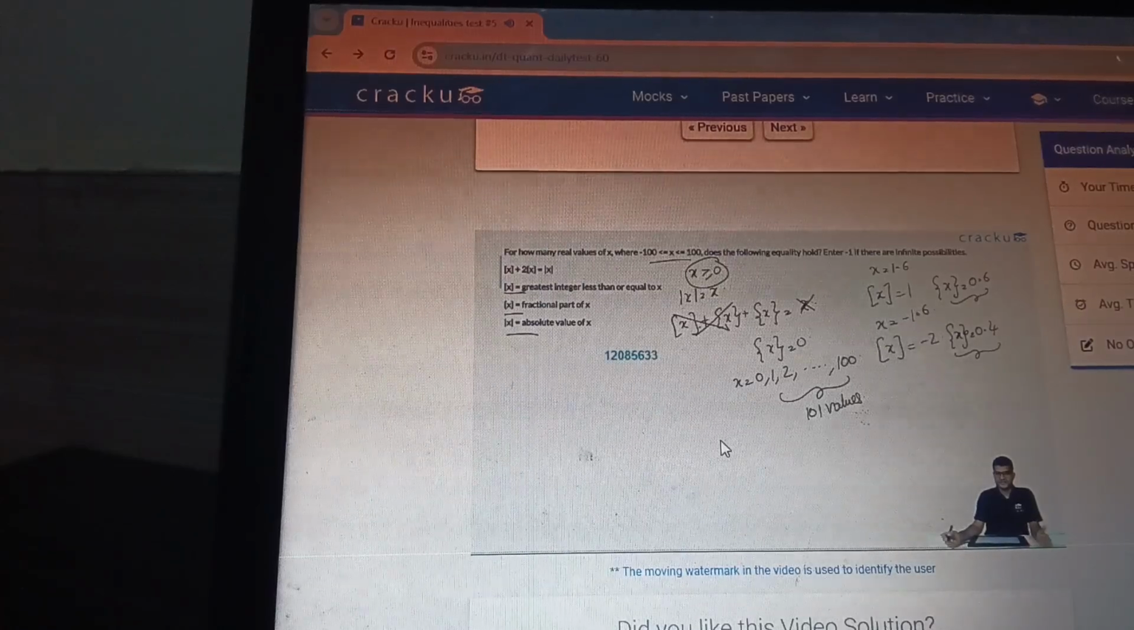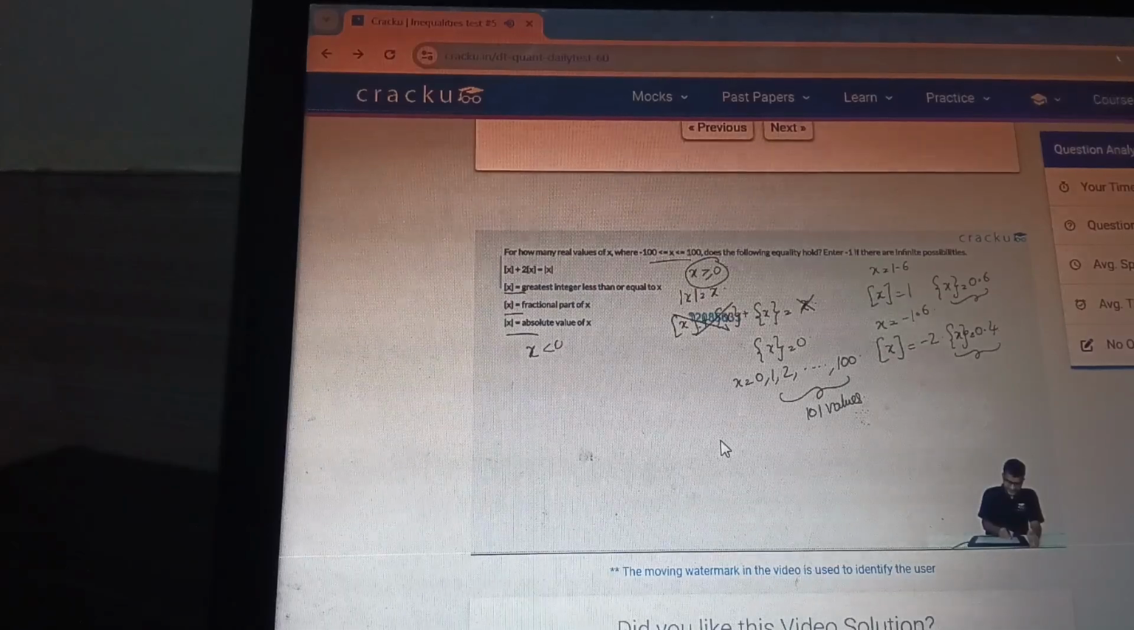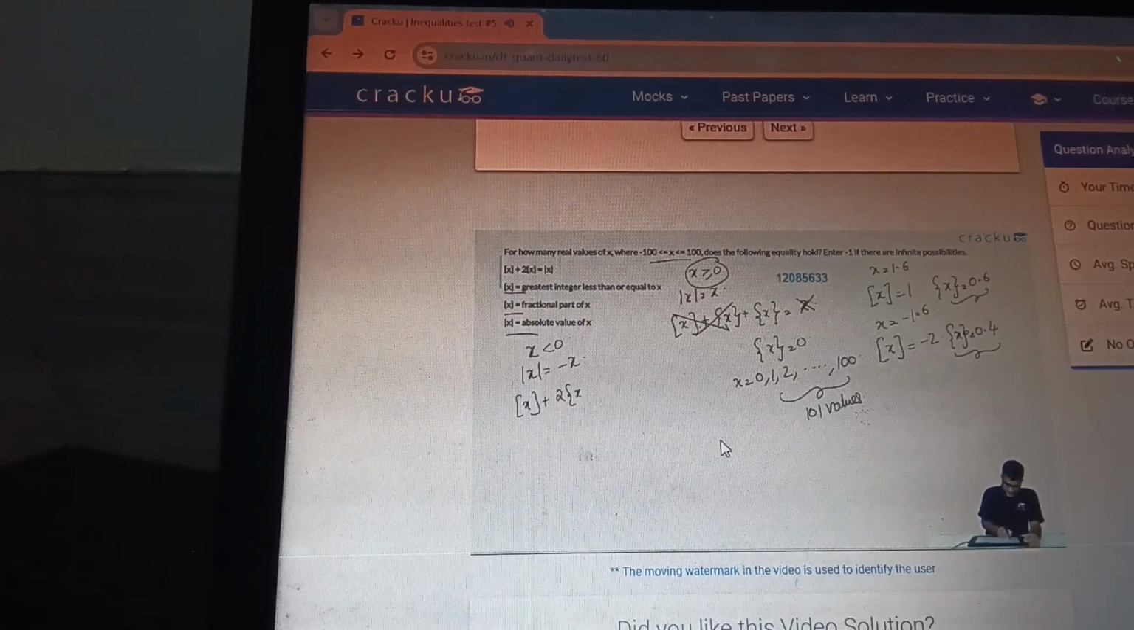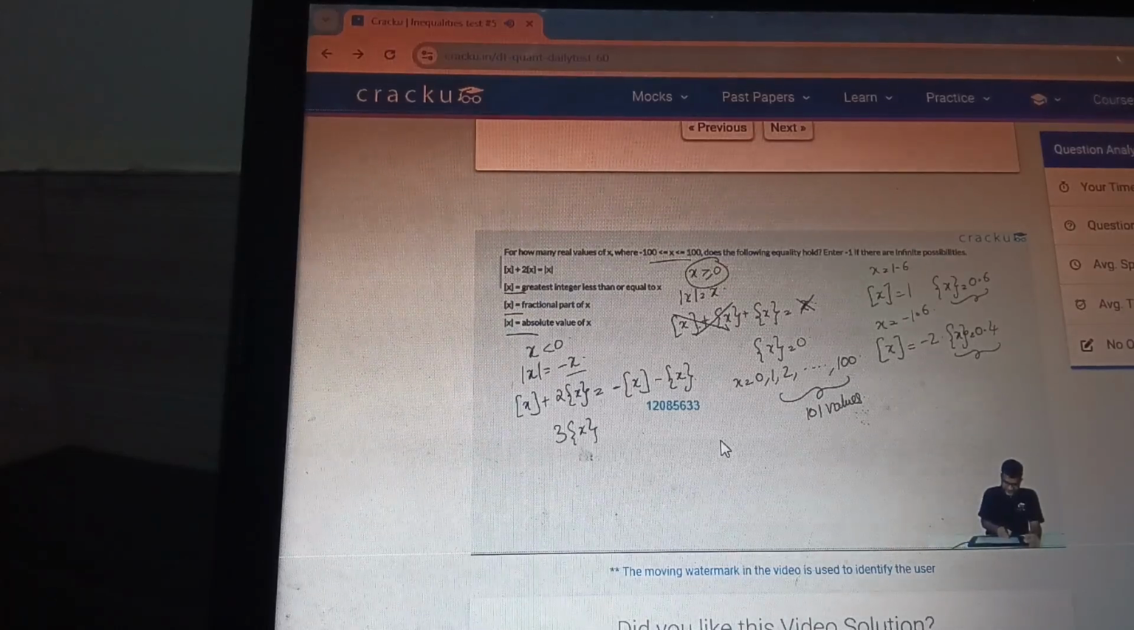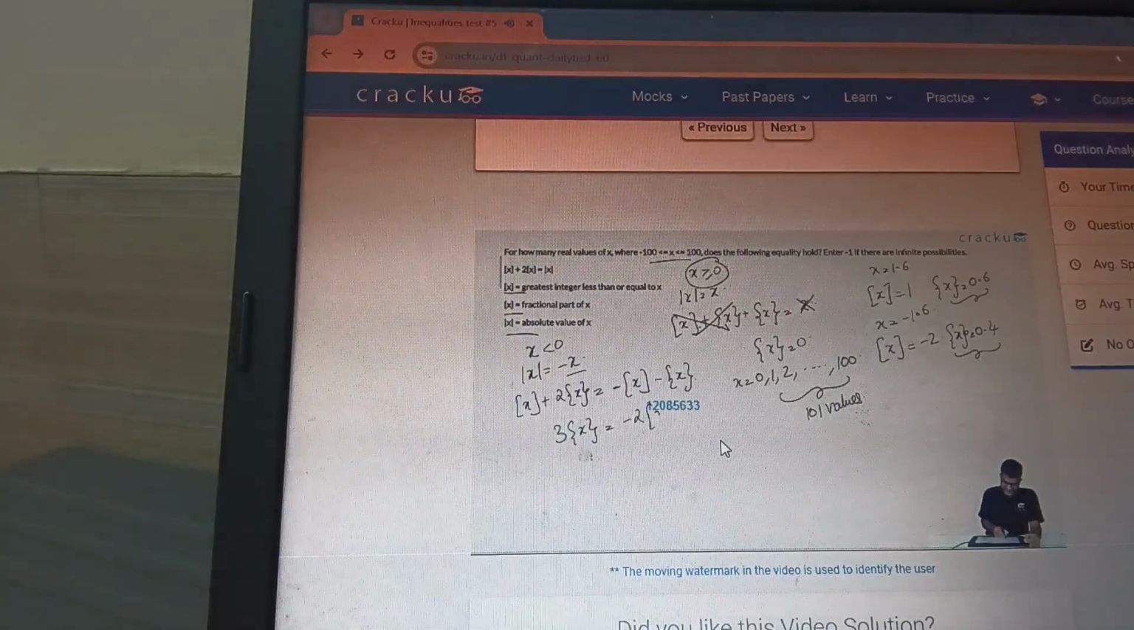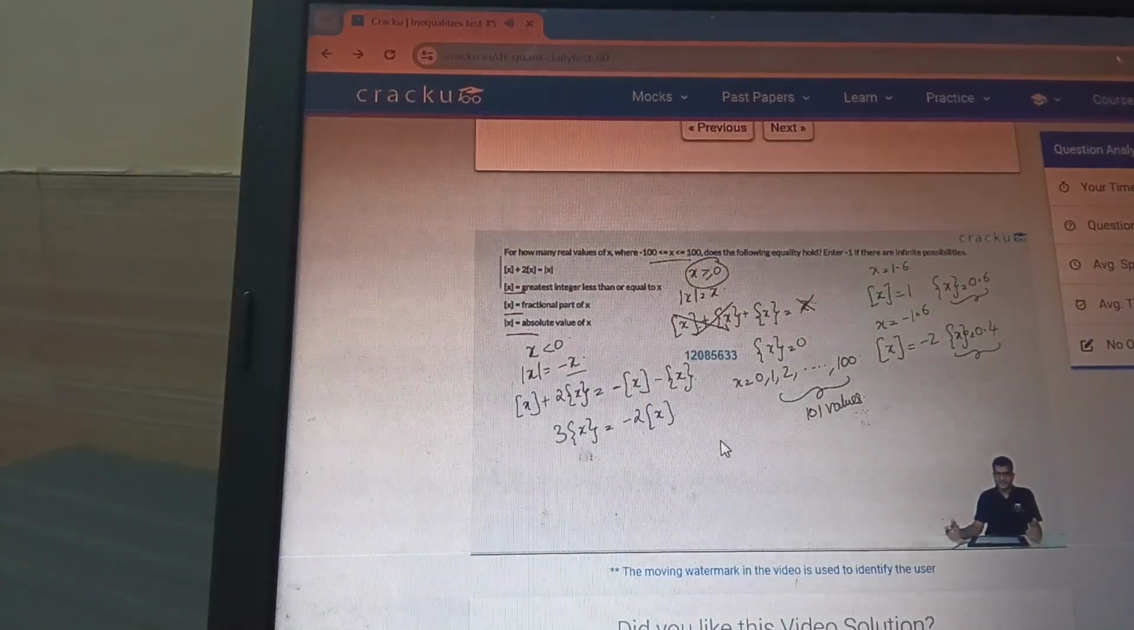Now let us consider the second case where x lies between minus 100 to minus 1. That is, x is less than 0. In this particular case, the absolute value of x will be minus x. So the given equation becomes the integer part of x plus 2 times the fractional part of x is equal to minus x, which is minus the integer part of x minus the fractional part of x. If we simplify this, 3 times the fractional part of x will be equal to minus 2 times the integer part of x.